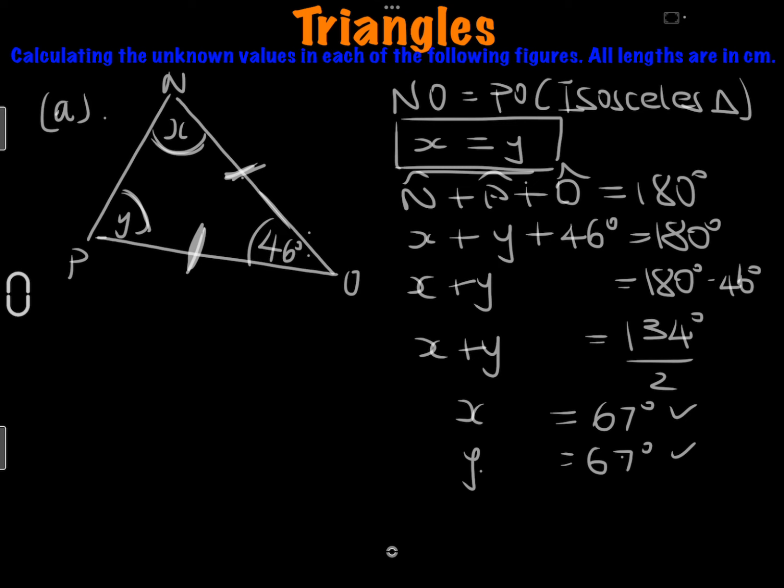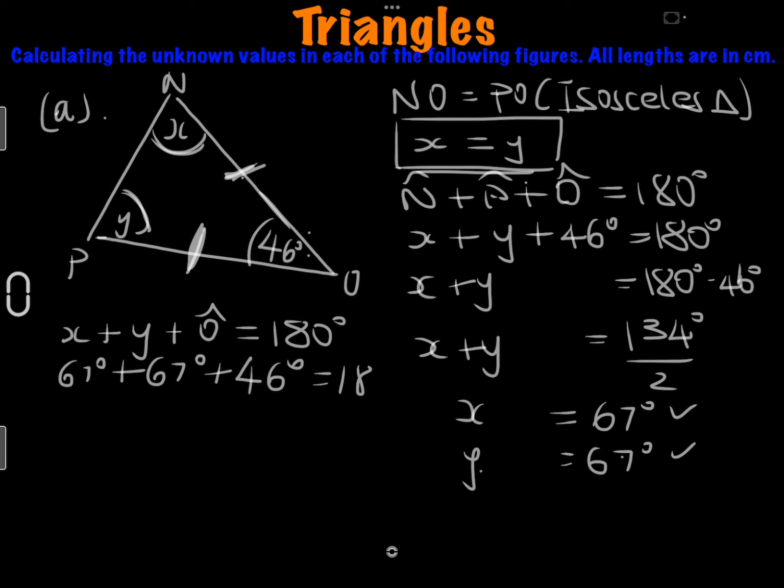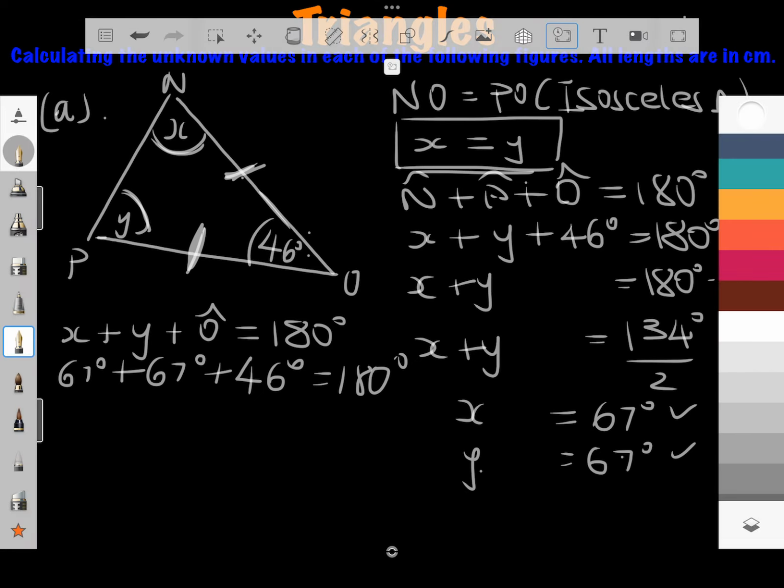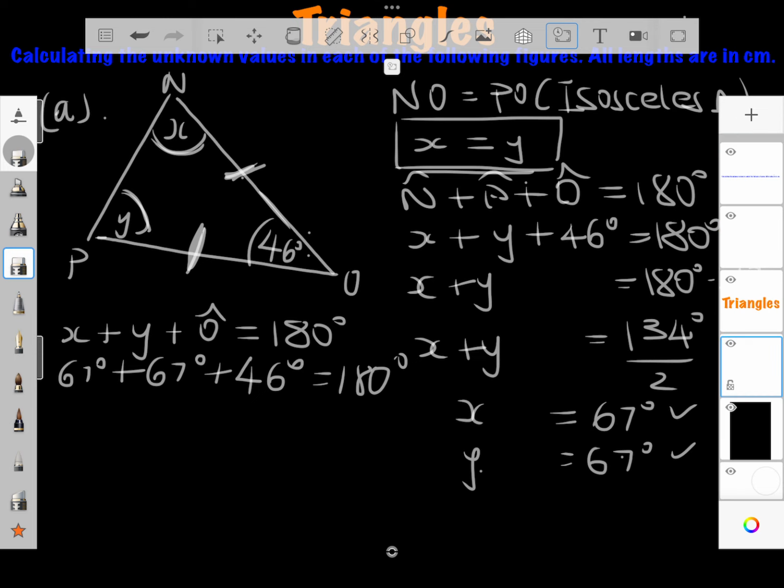Now moving forward, to confirm this further, say X plus Y plus angle O is equal to 180 degrees. We simply substitute into our equation. So we're going to say 67 degrees plus 67 degrees plus 46 degrees is equal to 180 degrees. So that confirms our application for this first example. Let's look at the next example.